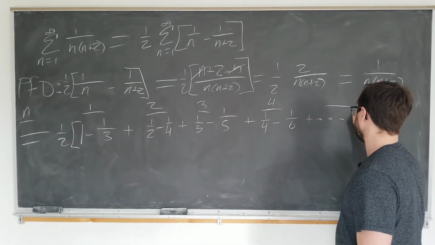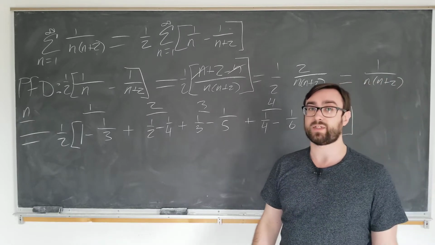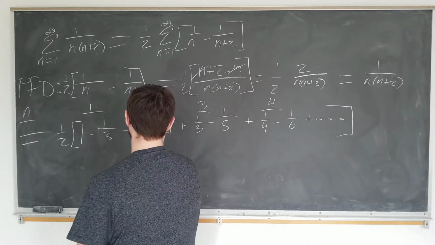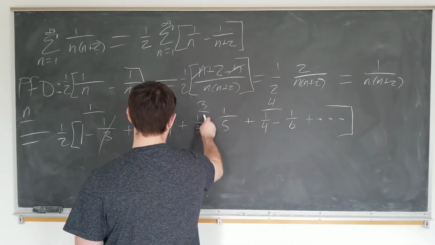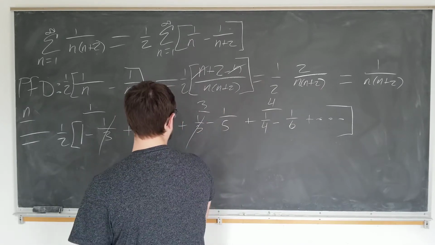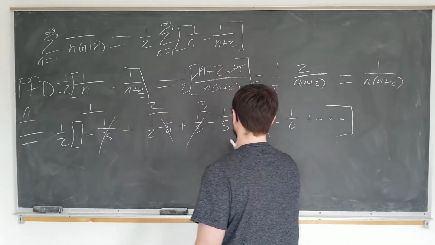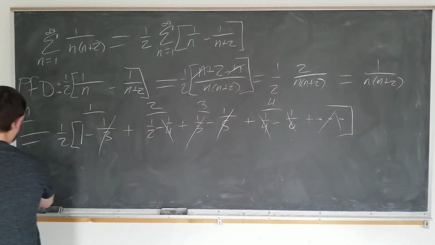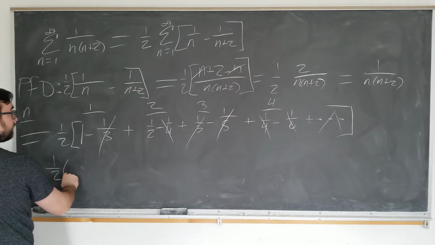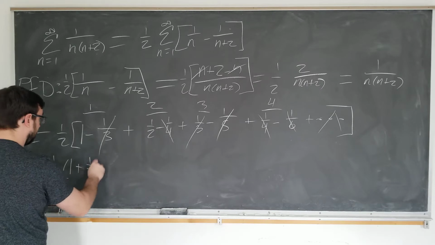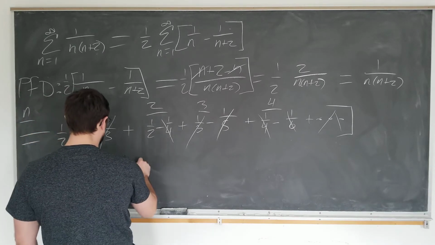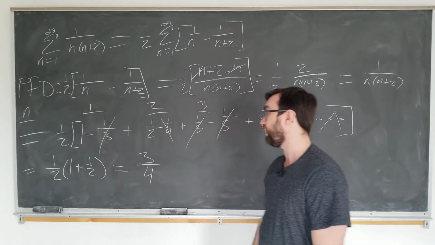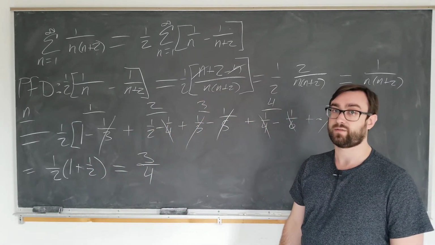And we see that we're still going to have some cancellations, but it's not going to be pairwise like before. We see that 1 is not going to cancel. This 1/3 is going to cancel with that one. 1/2 is not going to cancel. 1/4 is going to cancel, and all the rest of the terms will cancel as well, leaving us with 1/2 times 1 plus 1/2, which is just 3/4, of course, since 1 plus 1/2 is just 3/2.